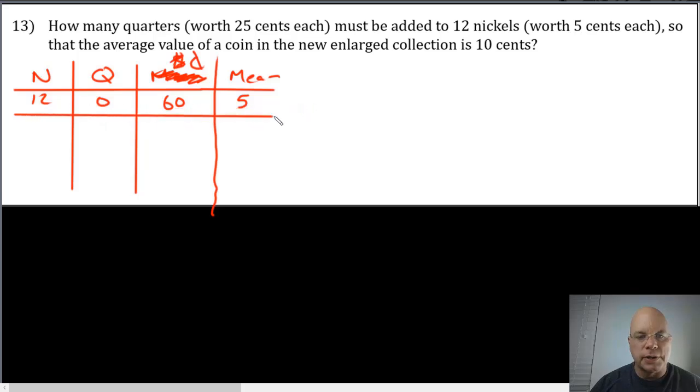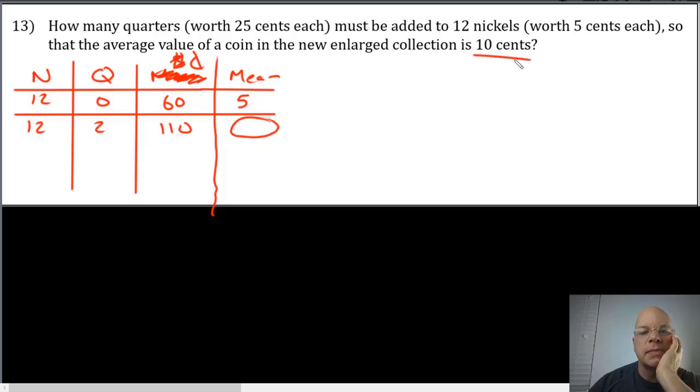I don't know how many quarters we'll need, probably more than one. Let's try 2 quarters. 12 nickels and 2 quarters. I still have my 60 cents here, plus 50 more cents is $1.10. And I'm dividing by 14. I don't really need to calculate this mean. I could, but I don't really need to, because if I know I want the mean to be 10 cents, this amount of cents, when divided by the sum of these two, it should be 10 times more than the sum of these two to give a mean of 10.